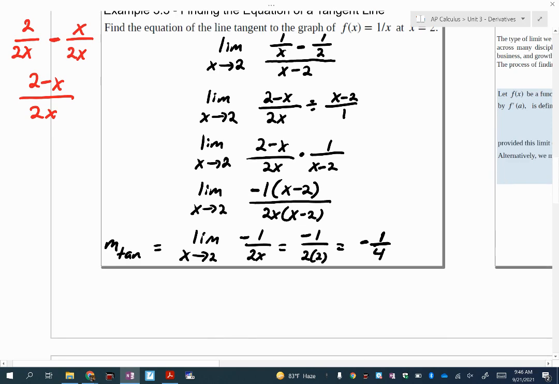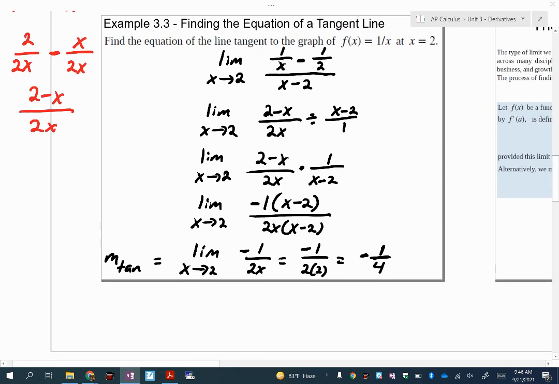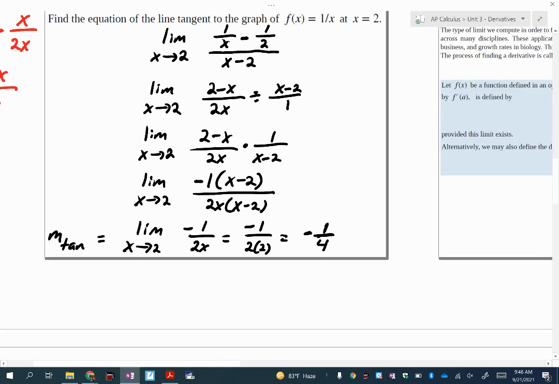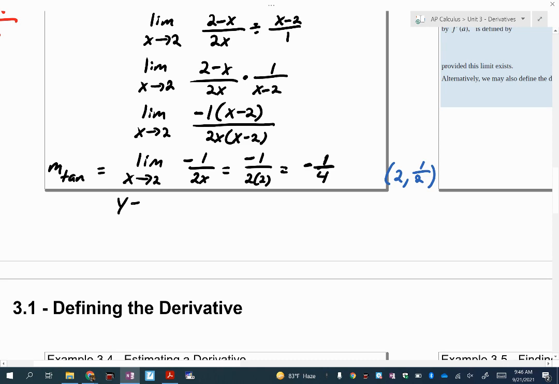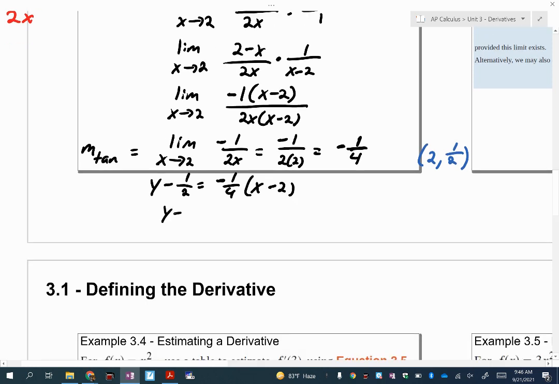Okay? Now to find the equation, I'm going to use point slope form. We already know that when you plug in 2, you get 1/2. So the point I'm going to use, change colors for you, is 2 comma 1/2. And now we're ready to use point slope form. So y minus 1/2 equals the slope of negative 1/4 times x minus 2. So y minus 1/2 equals negative 1/4.